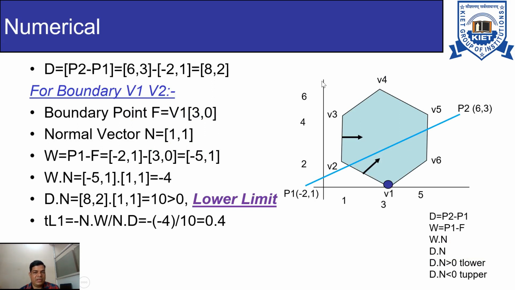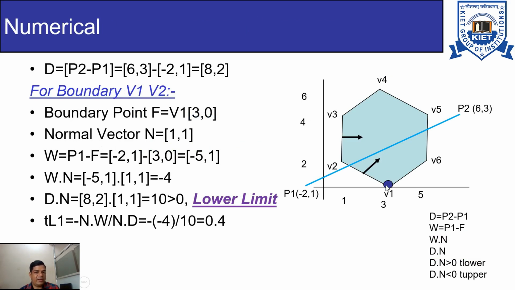So now you can see here in the figure, we have a non-rectangular clipping window and a line segment whose endpoints are P1 and P2. The value of P1 is (-2, 1) and the value of P2 is (6, 3). So here we define the distance parameter d = P2 - P1, which is (6, 3) - (-2, 1), and we get (8, 2).